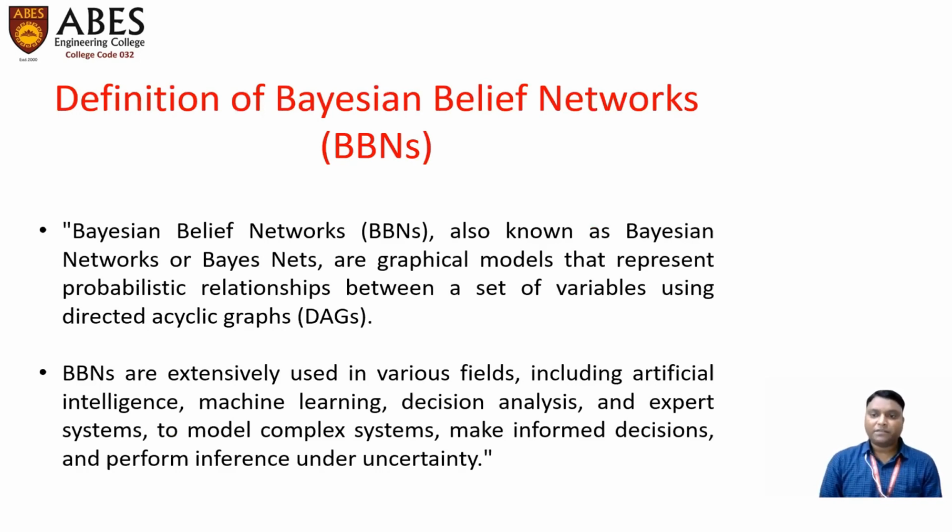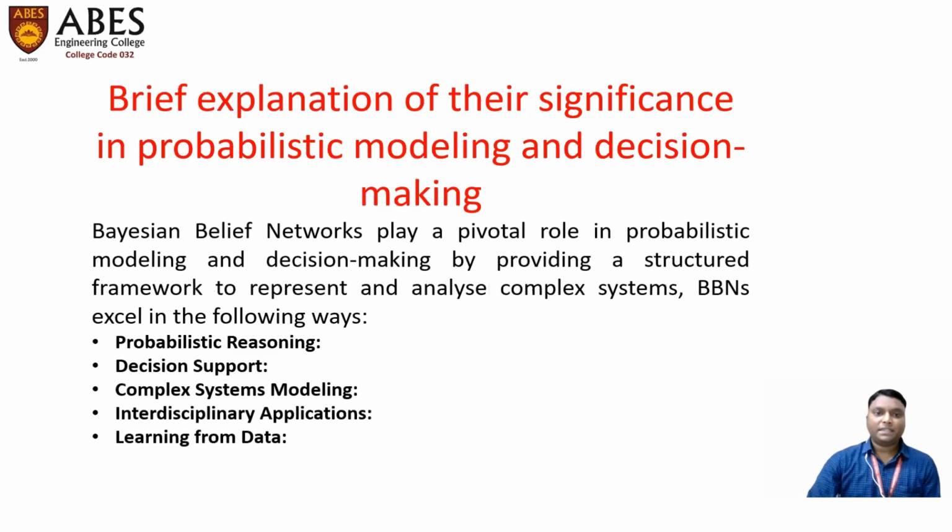In a Bayesian belief network, we have two components. Number one, nodes, and number two, arcs. Nodes represent the events and the arcs represent the conditional probabilities between the events. We can use Bayesian belief networks to solve very complex problems in various areas like probabilistic reasoning, decision support, complex system modeling, and learning from data also. So Bayesian belief network is very useful and significant in the field of machine learning.